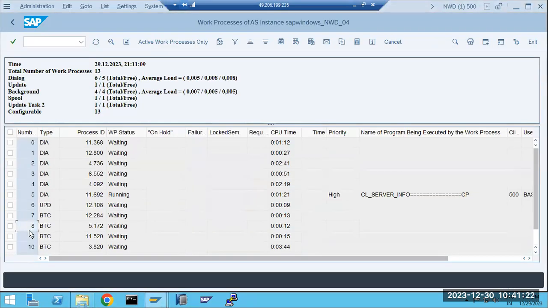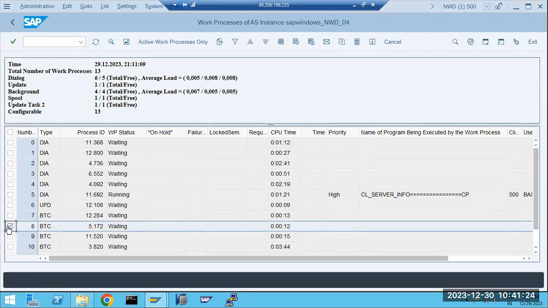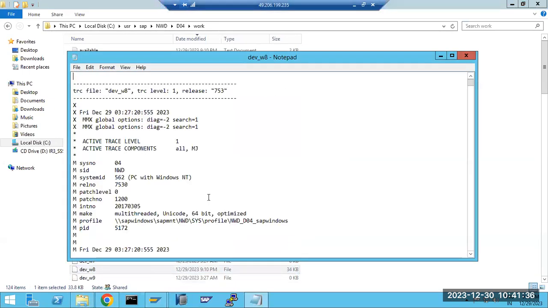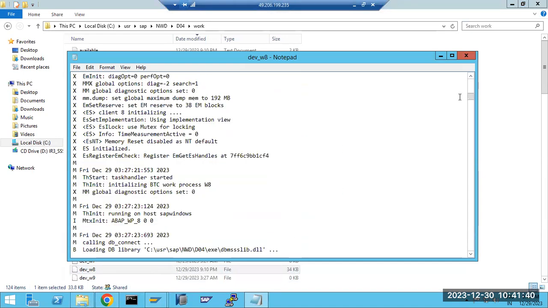Suppose you want to track the eighth work process and check what is happening with it. Then go to work process number 8, which is dev underscore work process 8. Open this one and check what is happening with that work process. So the log files are available here.